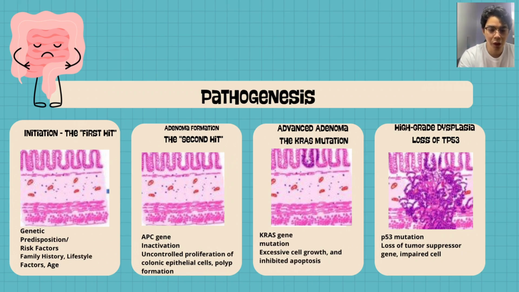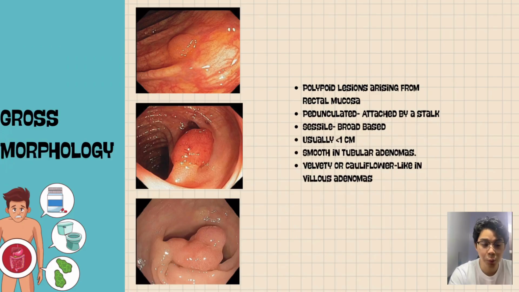Second is adenoma formation, or the second hit. This is the next stage that involves further genetic changes that advance the adenoma. Third is advanced adenoma, where RAS gene mutation causes excessive cell growth and inhibits apoptosis, or programmed cell death. Fourth is high-grade dysplasia, where P53 mutation results in the loss of the tumor suppressor gene, leading to impaired cellular function.